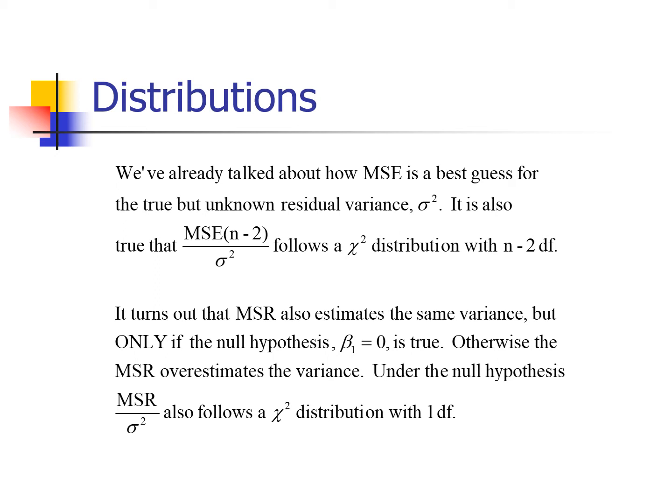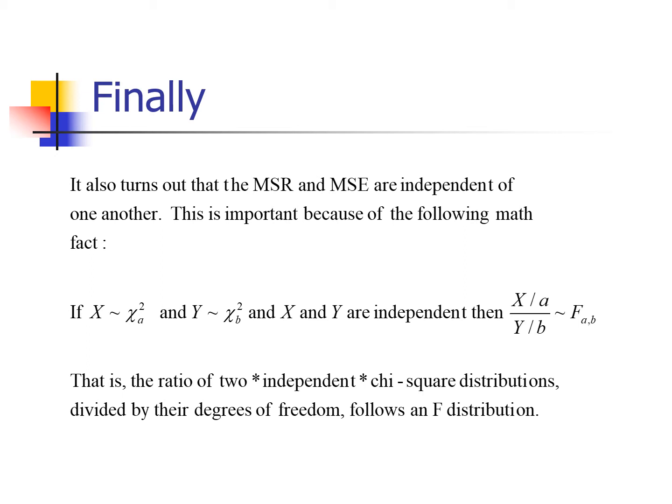Also, under the null hypothesis, MSR over sigma squared follows a chi-square distribution with 1 degree of freedom, right? Maybe we should have written that as MSR times 1 if we wanted to fool our parents. One last math fact is that the MSR and the MSE are independent of one another. That's important because ultimately we want to use this final math fact right here.